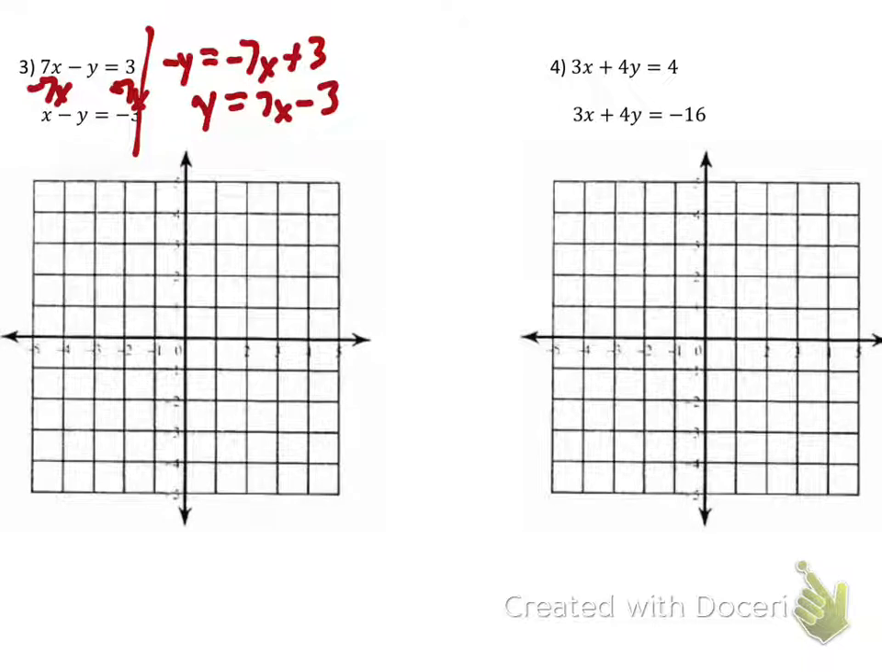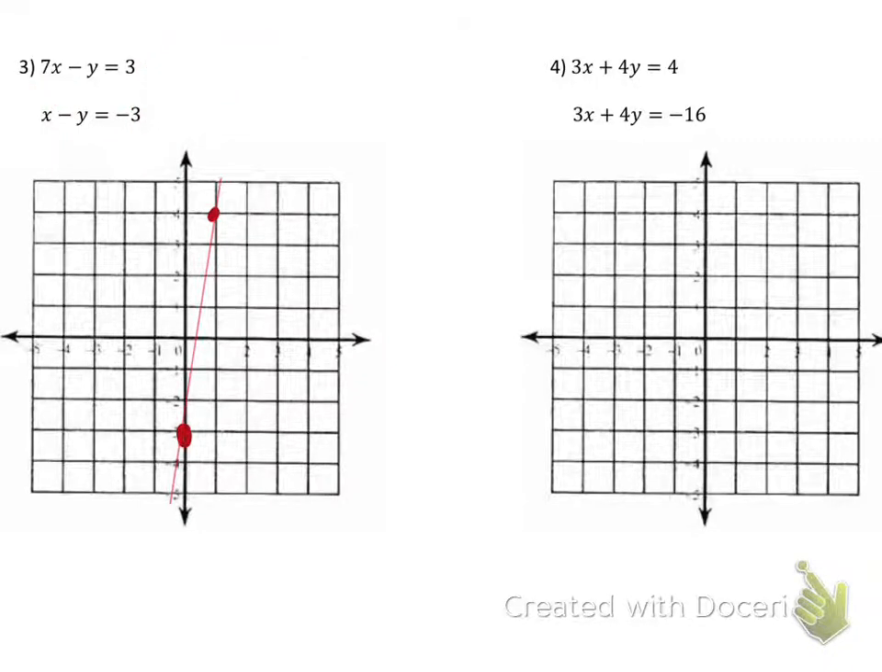So I plot that line. I'm going to start there. And then it's 7/1, so I'm going to go up 7 and then over 1. And that would be my line between those two. All right.